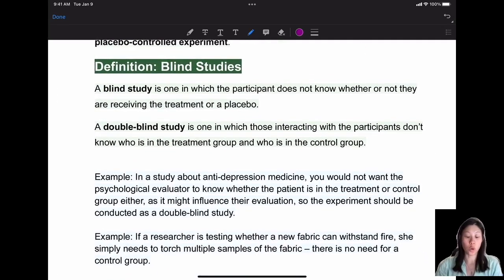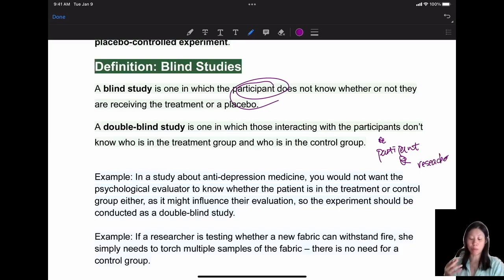Okay, so another thing about experiments is called a blind study, in which the participant does not know whether or not they received the treatment or placebo. So this is the participant. A double-blind study is one in which those interacting with participants do not know who is in the treatment group and who is in the control group. So a double-blind study means the participant and the researcher both don't know which one is which.